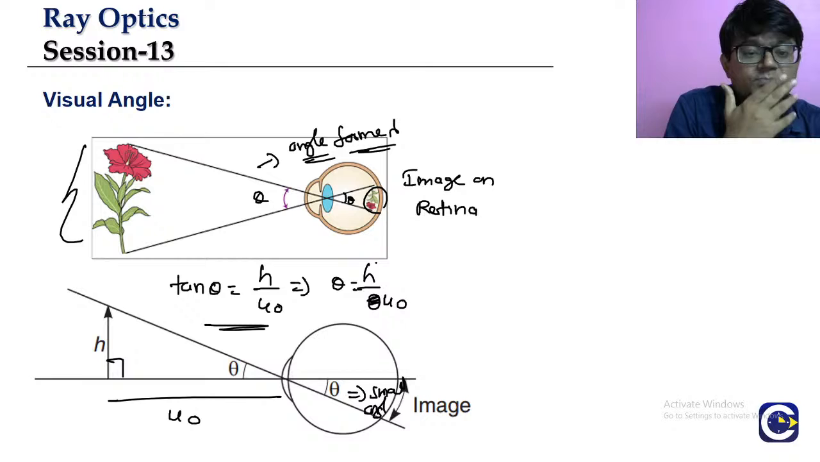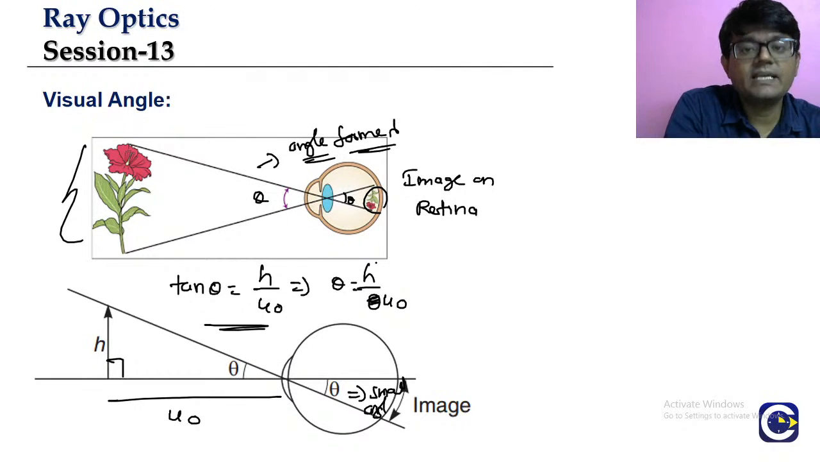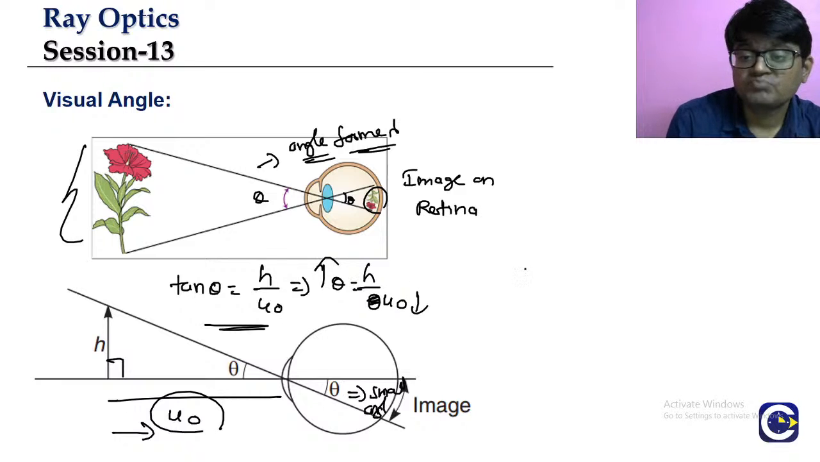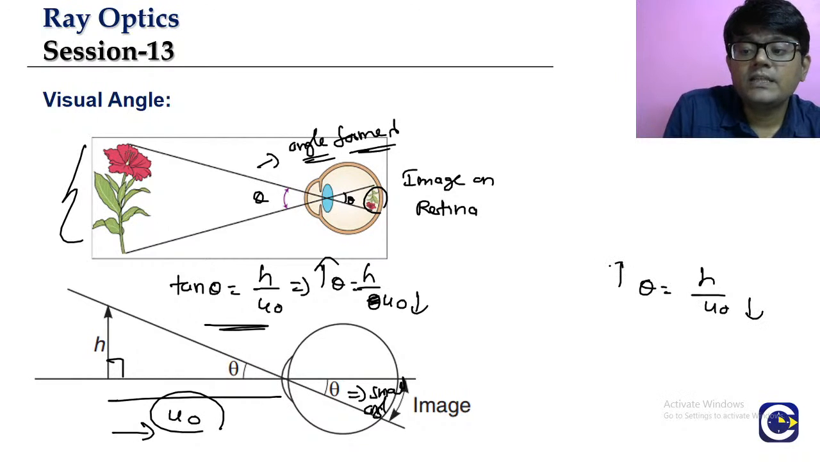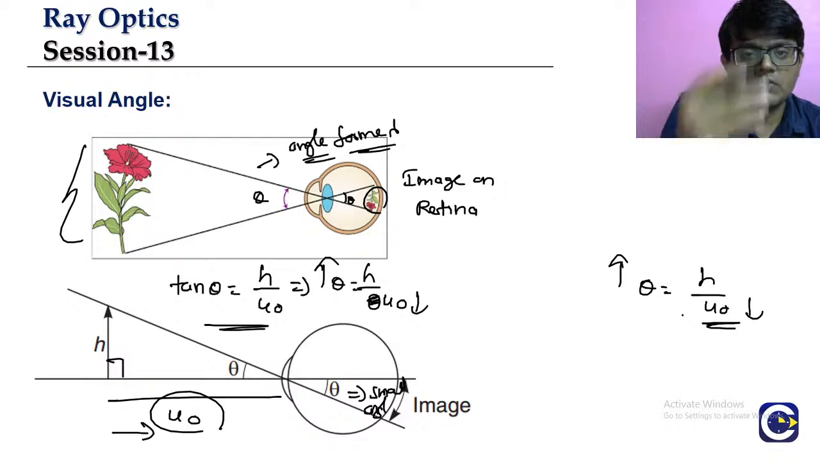Now we will get an idea how we can maximize this visual angle. See, H we cannot change. Then what is it that we can do? We can keep on bringing the object closer and closer, because if you bring it closer, the denominator value is going to decrease, which means theta will be increasing. Remember the relation: theta is equal to H by UO. You decrease UO, theta will be increasing. So we get a feeling that we can increase the visual angle of that object when we bring the object closer and closer to our eye.